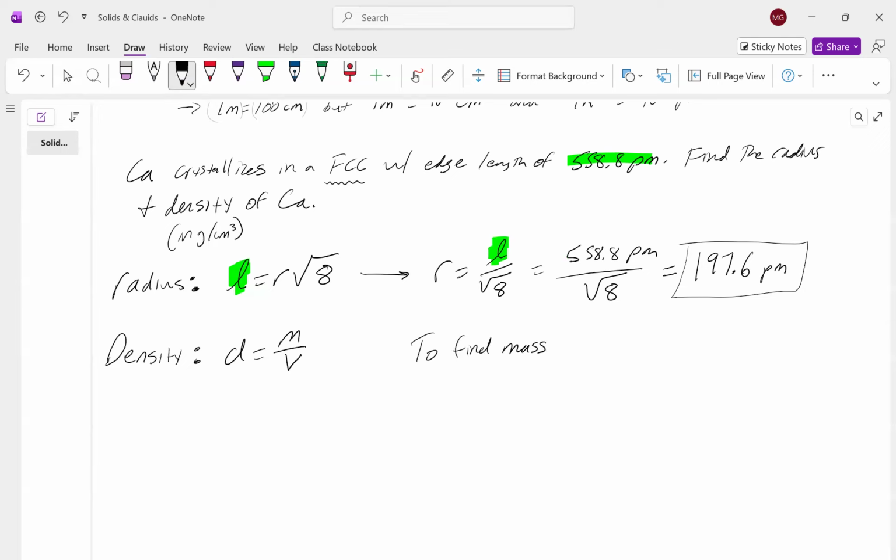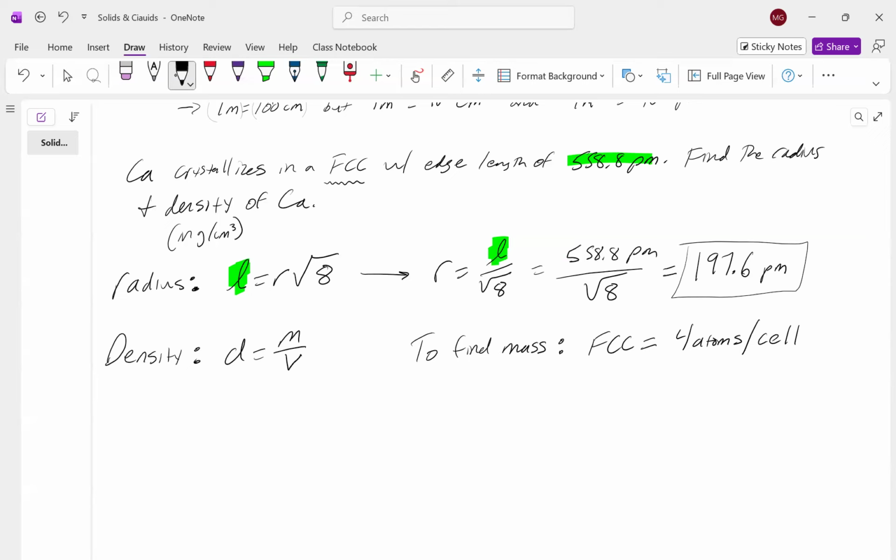To find the mass, we need to know how many atoms are in a face-centered cubic cell. Well, that's one of the traits that you should memorize. For face-centered cubic, we have 4 atoms per cell. And where do I go to look for the mass of an atom? Oh, go look at the periodic table. Okay, but remember that mass on the periodic table gives us grams per mole.